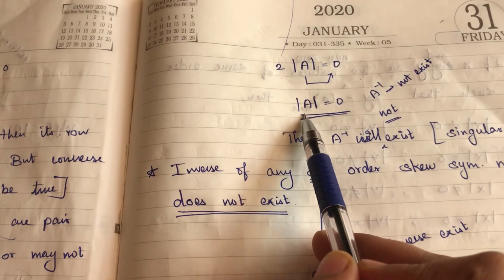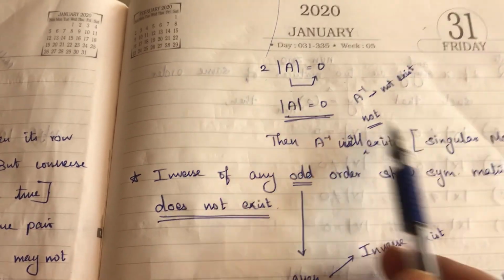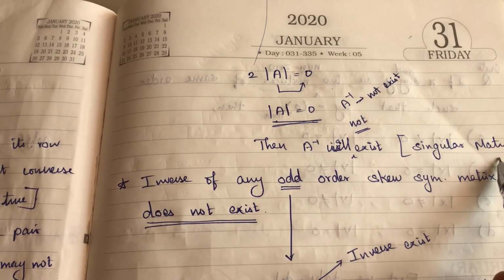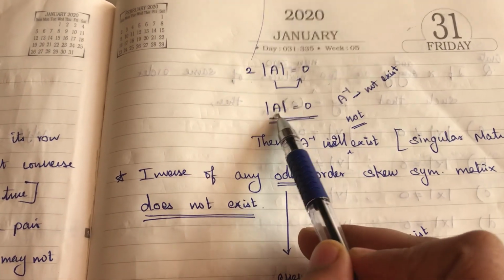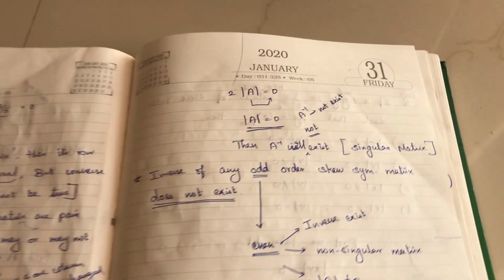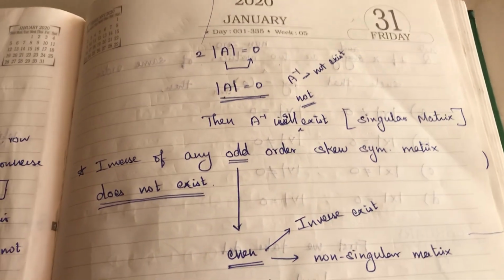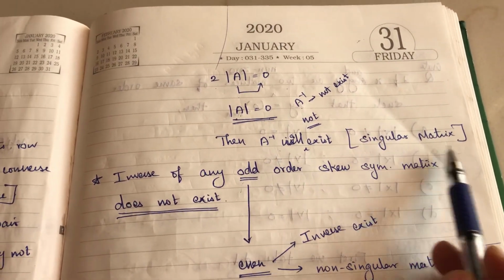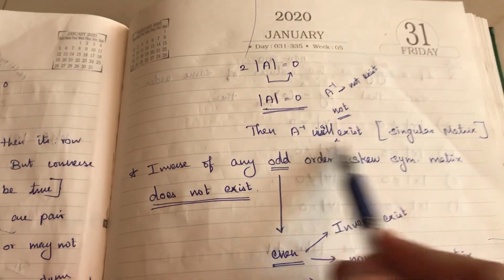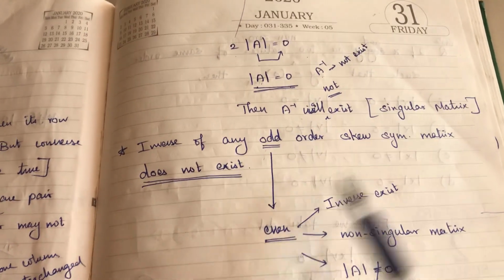If determinant A is 0, this is a singular matrix, right? It is a singular matrix and the inverse will not exist for this matrix. So if the determinant value of A is 0, the A inverse will not exist for this matrix. So it is a singular matrix. So they have proven here.